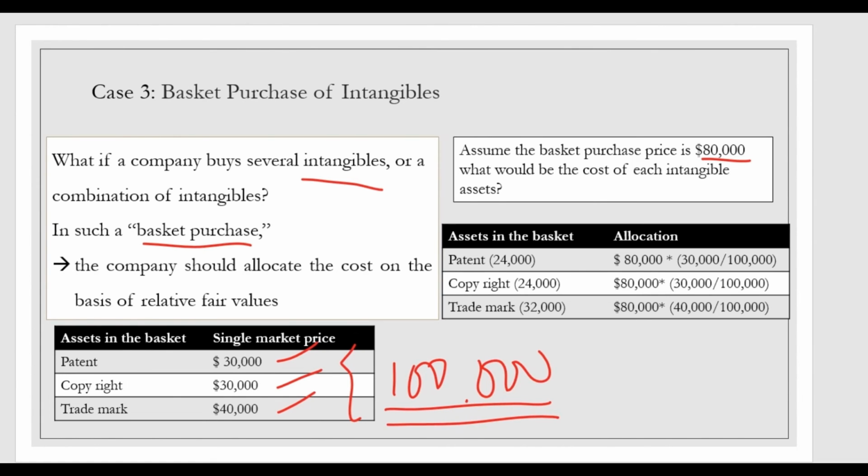So how do we allocate the cost for each intangible asset? Simply, we can use relative fair value. For patent, out of $80,000, which is the basket purchase price, times 30,000, the single market price for patent, divided by 100,000, the sum of their market prices. So the patent will have $24,000 and the copyright with the same calculation will have $24,000 and trademark will have $32,000. So each intangible asset should be recognized at $24,000 for patent, $24,000 for copyright and $32,000 for trademark.